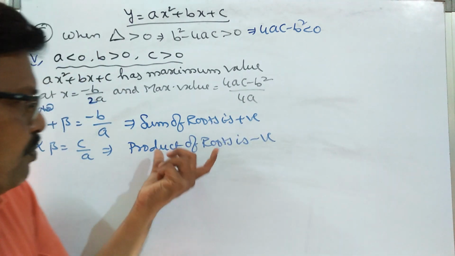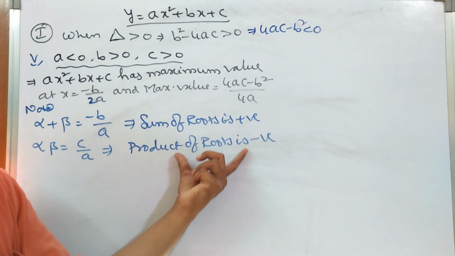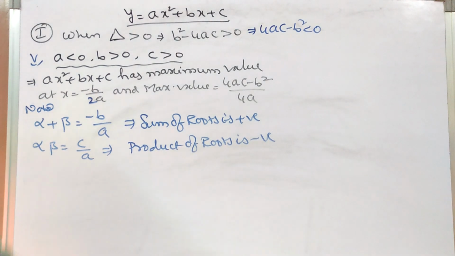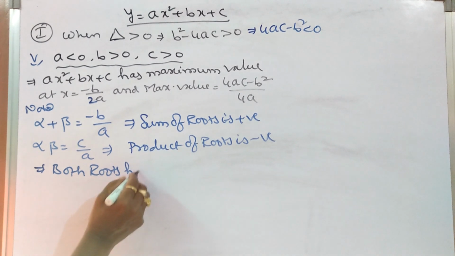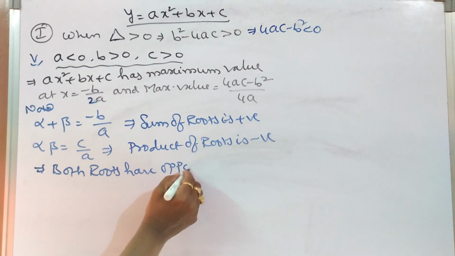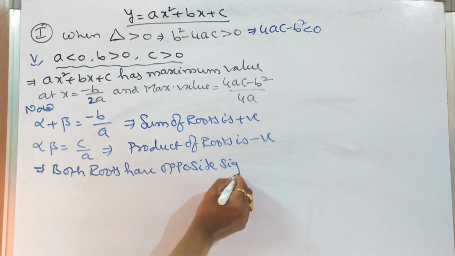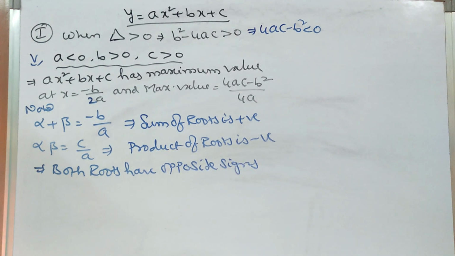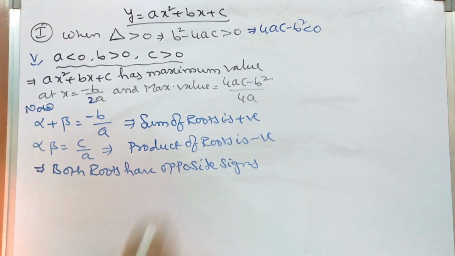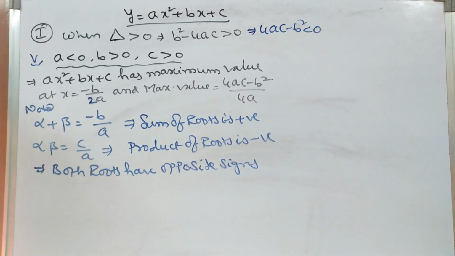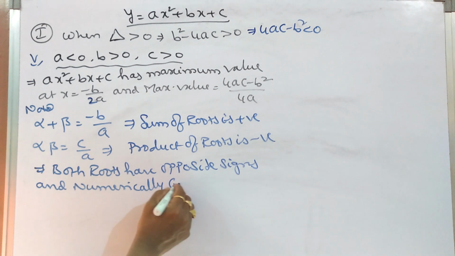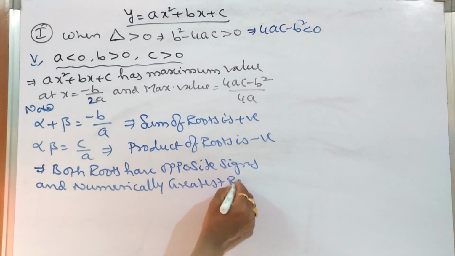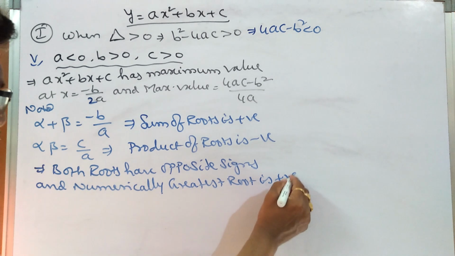Now you have to consider here the product of the roots is negative. Product of the roots is negative means both the roots have opposite signs, and the sum of the roots is positive now. Sum of the roots is positive means the numerically greatest root is positive.